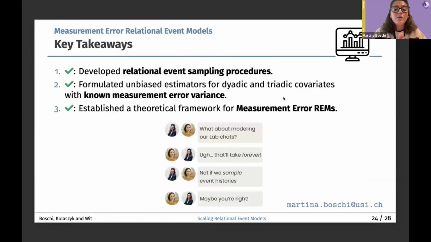So today what I did was to present how to sample relational events, how to sample relational event history, how to estimate some covariates that are unbiased and with non-measurement error variance, that we can then employ in order to find unbiased estimates for our relational event model with measurement error. Thank you.